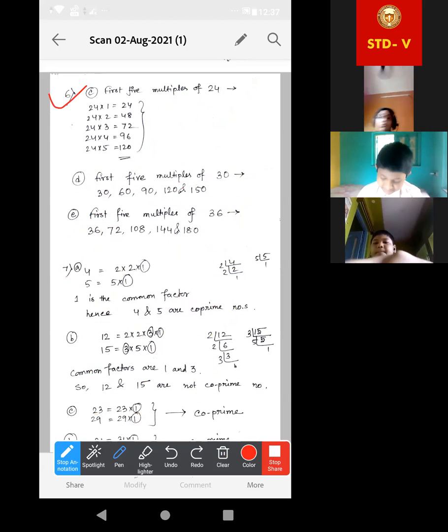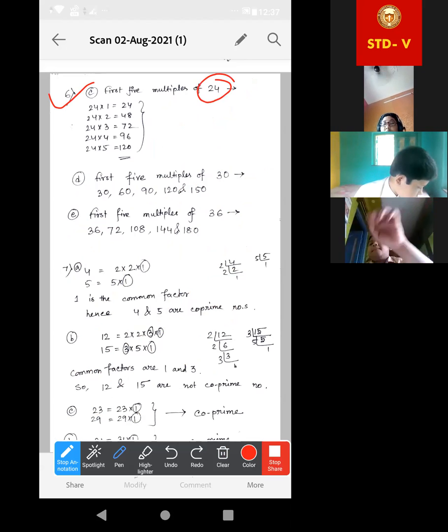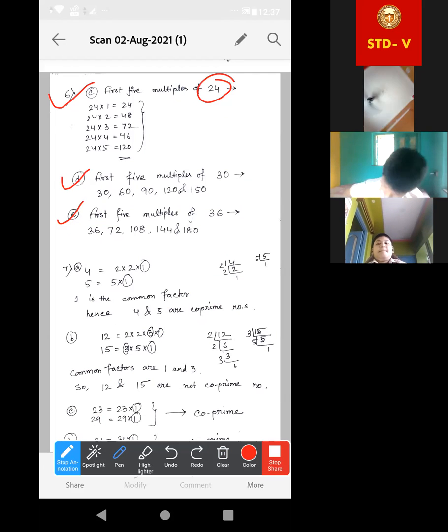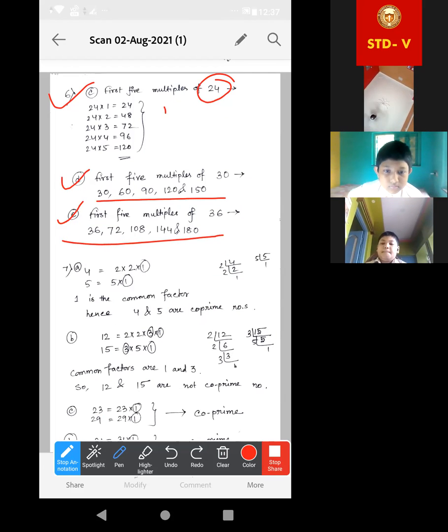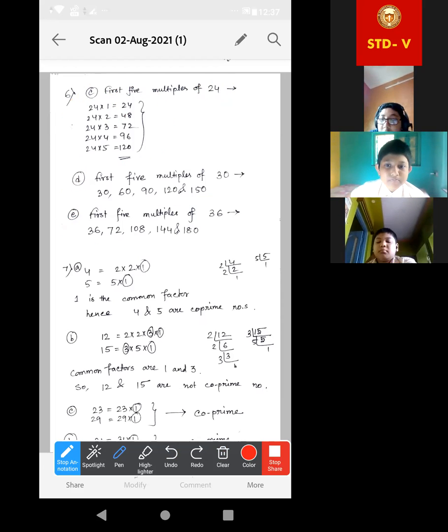Now question number 6, multiple of 24. Directly you can write the answer, just like I have written directly in D and E. But for the first question only, I am showing the process: 24 into 1, 24 into 2, 24 into 3, in this way. But you can just calculate it in the rough and directly put the value. Yes, no issue, beta. Okay.